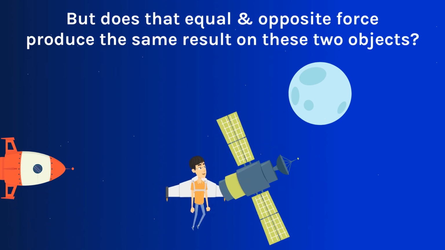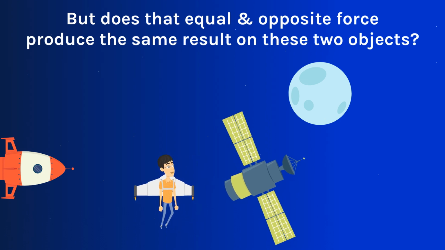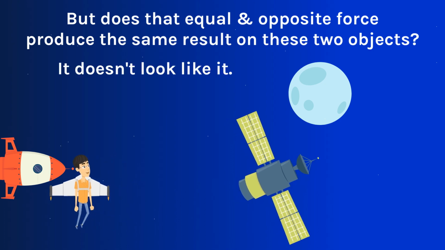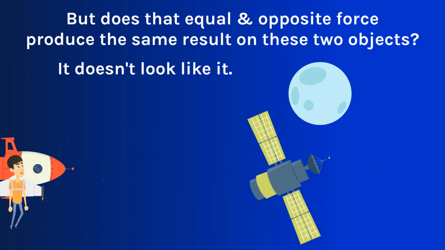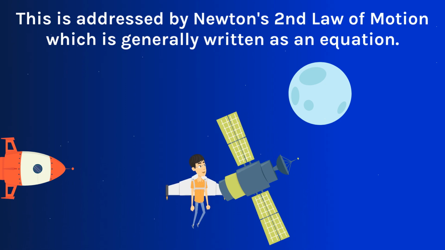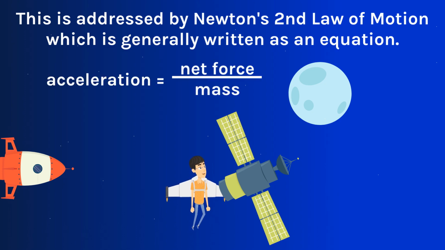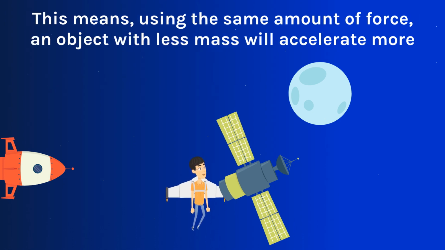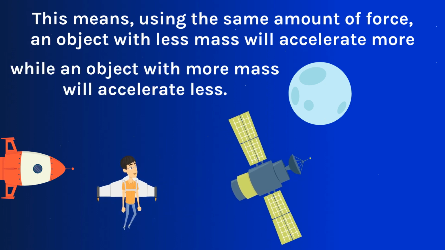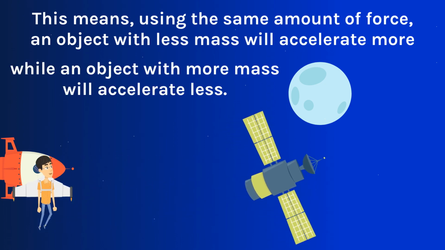But does that equal and opposite force produce the same result on these two objects? It doesn't look like it. This is addressed by Newton's second law of motion, which is generally written as an equation. Acceleration is equal to the net force divided by mass. This means using the same amount of force, an object with less mass will accelerate more, while an object with more mass will accelerate less.